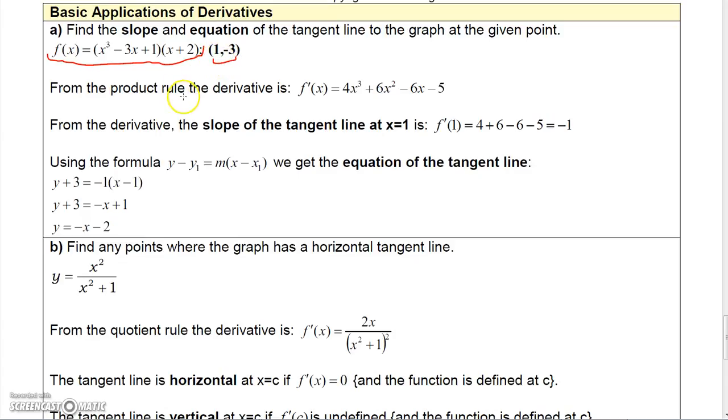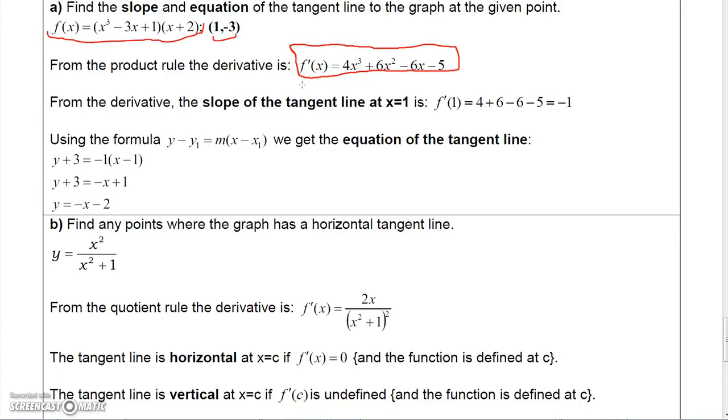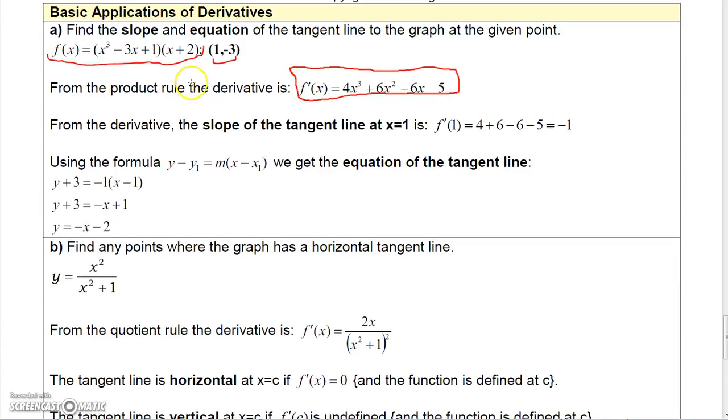Now I left it as an exercise for you to do. Apply the product rule to this function, and show that the derivative of that function is the polynomial 4x cubed plus 6x squared minus 6x minus 5. And then after you do that, we can move on to find the slope. So if you need to, pause the video and do that, and then come back and restart the video.